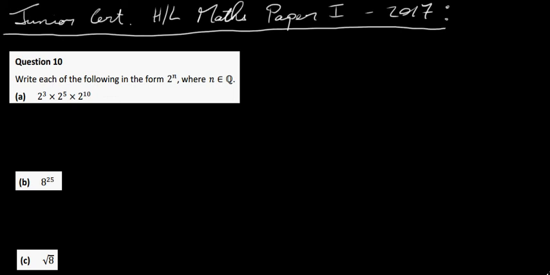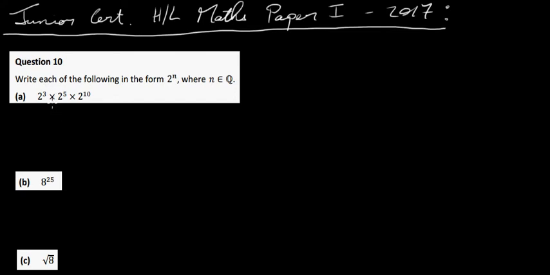Right, so in this video I'm just going to have a look at questions 10 and 11 from Junior Cert Higher Level Maths Paper 1, 2017. So the first part of question 10 involves writing each of the following in the form 2 to the power of n, where n is a rational number.